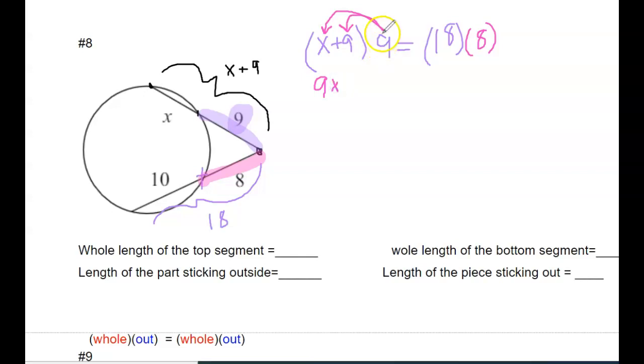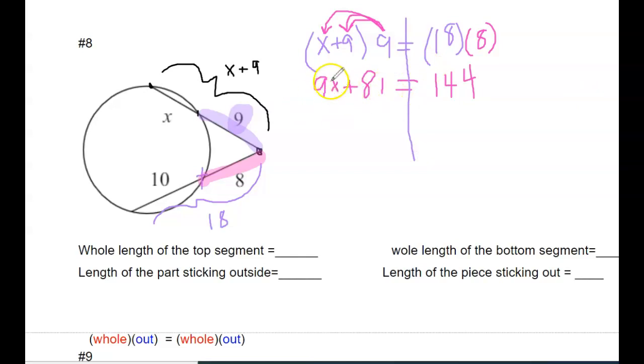Make sure you're writing this down on your notes. And then 9 times 9 is 81. So 9x plus 81 equals, figure out what 18 times 8 is. Okay, so we're going to draw a line down the middle. We're going to solve this. Here's my x. 9 times x plus 81.